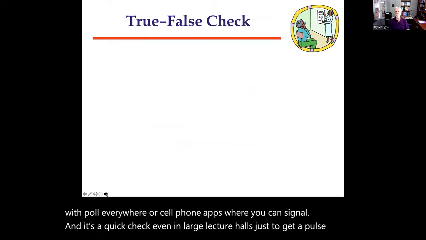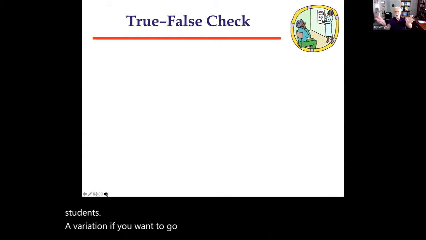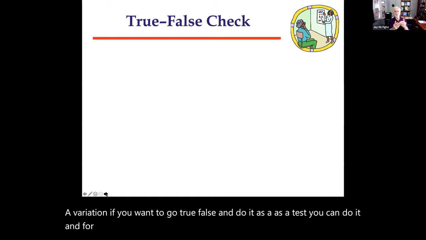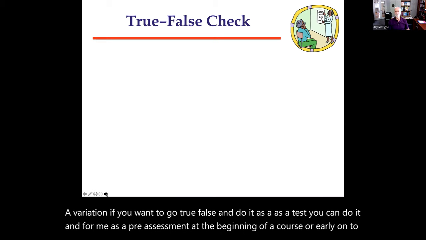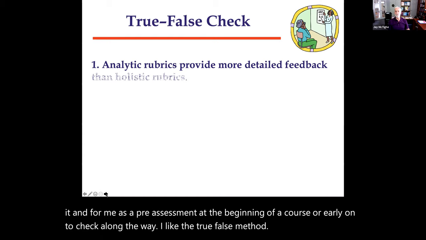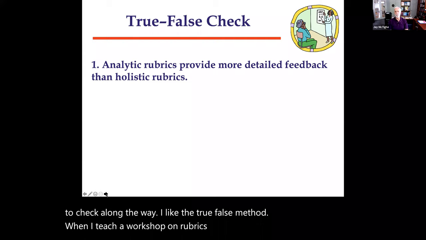A variation, if you want to go true-false and do it as a test, you can do it. For me, as a pre-assessment at the beginning of a course, or early on to check along the way, I like the true-false method. So when I teach a workshop on rubrics, I sometimes use this. So let me show you 5 statements.